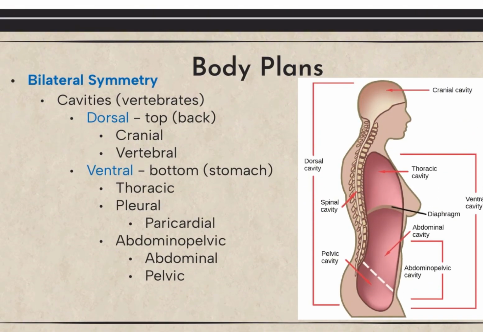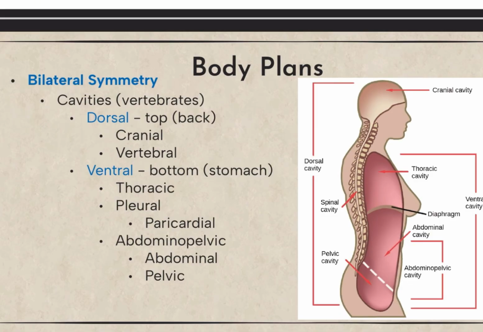Our cavities, we have multiple different body cavities because we are vertebrates. So our dorsal cavity is our top back. In this cavity, we have our cranial and our vertebral. So this means we have our brain, and we have our vertebrae, which just means our spinal column.